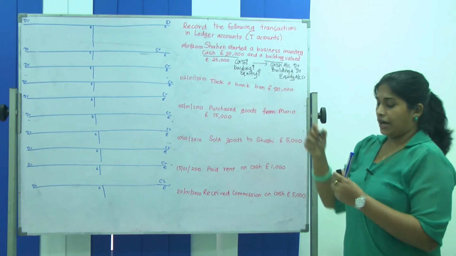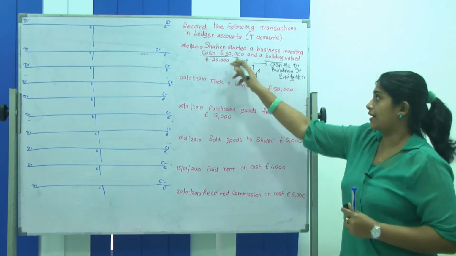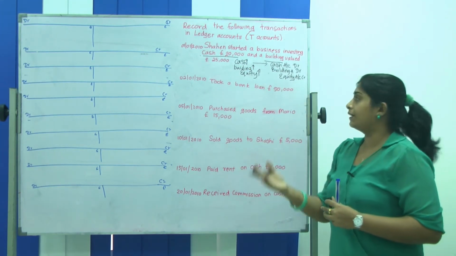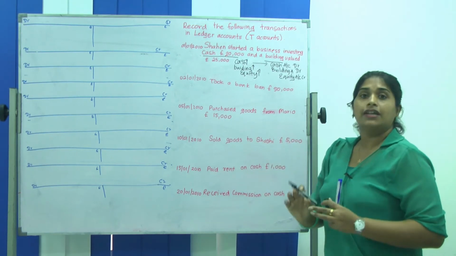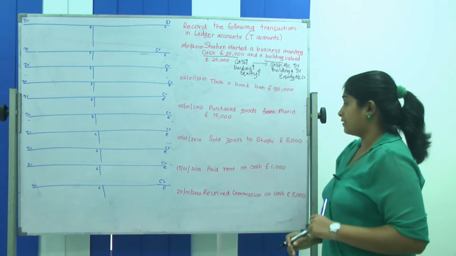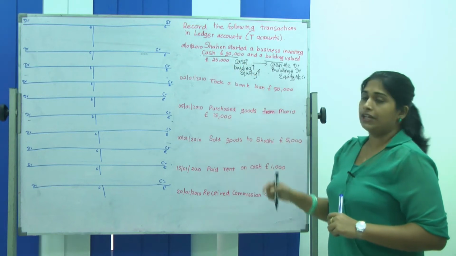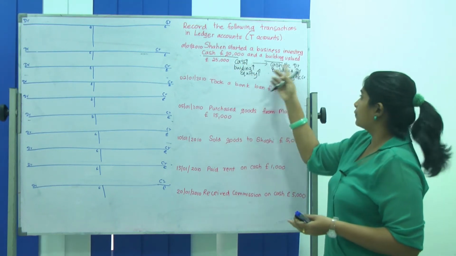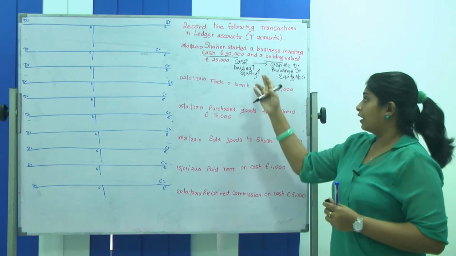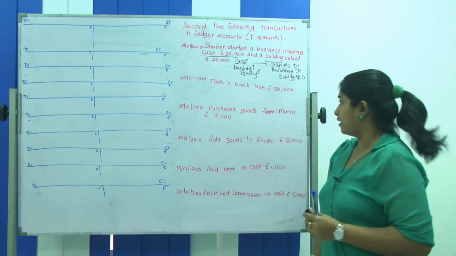Okay, so when Shaheen started a business investing cash and a building, both cash and building increase and it affects the equity, which makes equity increase as well. So cash and building, when they increase, both are assets, so it will be debited to each account. Equity, when it increases, will be credited.